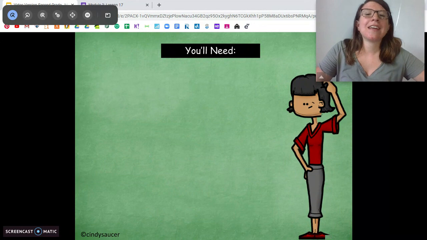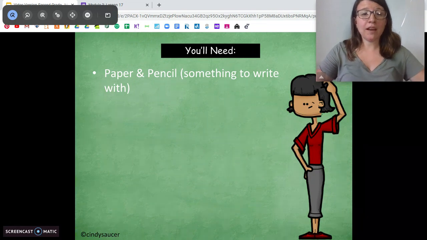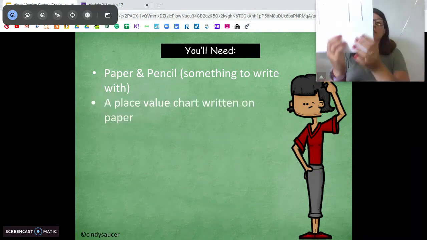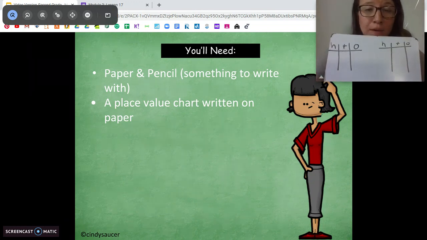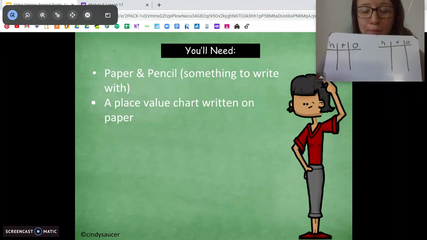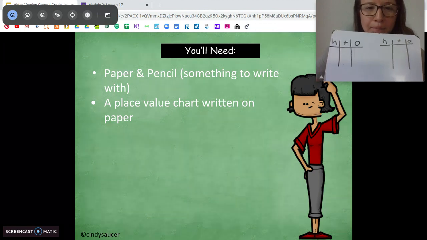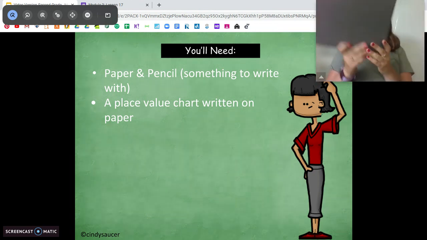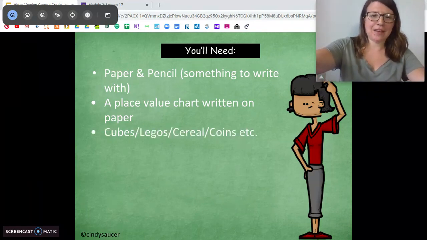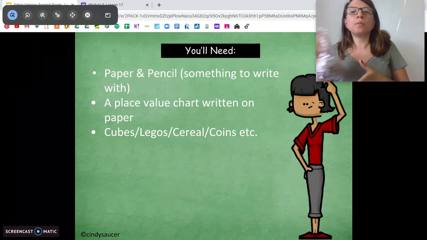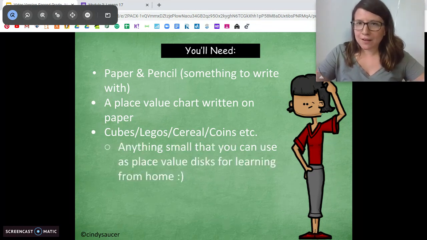So let's get started. Here's what you'll need. Paper and pencil, something to write with, chalk. I always use my whiteboard, whatever you want. Then you're going to need place value charts. You're going to write them like you did yesterday, where you have 2 place value charts next to each other. So on your paper, go ahead and do that now. Somewhere on your paper, 2 place value charts next to each other. So pause and do that. Come back when you're ready. Good. And then the last thing you need, as you probably guessed, is something you're going to use as your at-home place value discs. Cubes, Legos, Cheerios, Fruit Loops, puzzle pieces, coins, whatever you have. Go ahead and grab those now. Come back when you're ready.